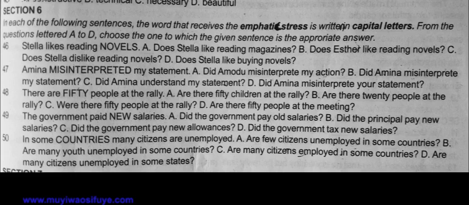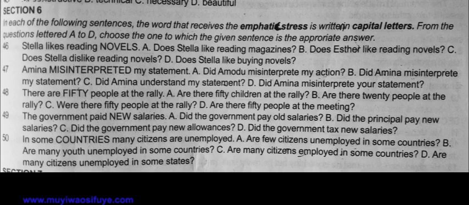Option C. And then the last option there, did Amina misinterpret your statement? The question is talking about my statement, but option D is talking about your statement. So the correct option there is option C. And the other very simple rule is that since option C does not even have the capitalized word, then that's the correct one. If you don't want to go into details, just pick. Know that once the option does not have the capitalized word, that is the correct answer to the question that you have before you.